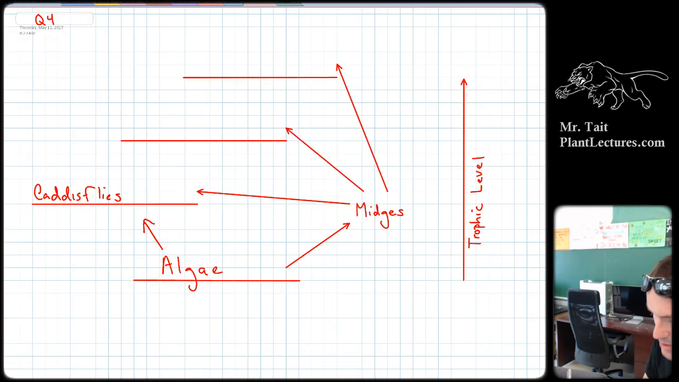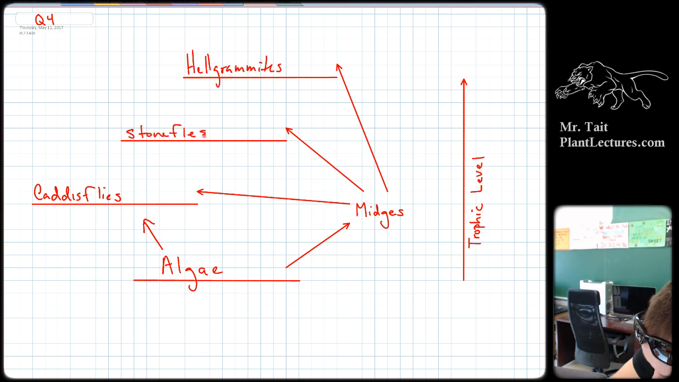And they eat algae. Then you got to know what eats caddisflies. And it looks like both stoneflies and hellgrammites eat caddisflies. So you got to know which one goes where. And so then you can see that hellgrammites actually eat stoneflies. So the hellgrammites have to be at the top, right? So they're going to be up here. And stoneflies here. And you can see that stoneflies eat caddisflies and hellgrammites eat caddisflies, right?